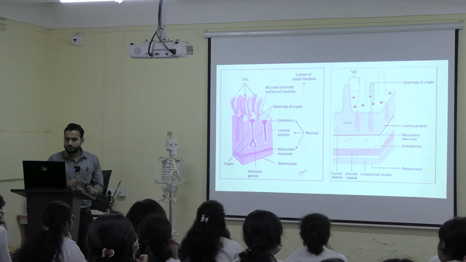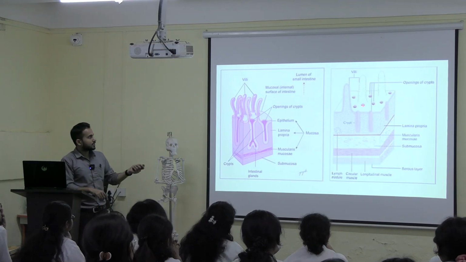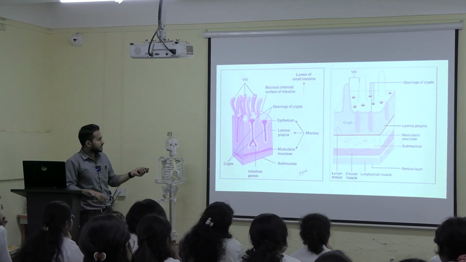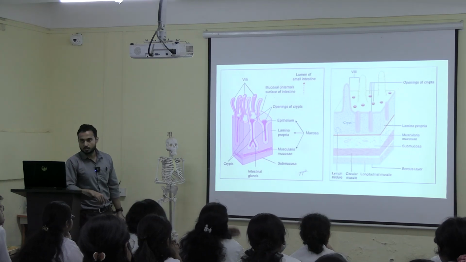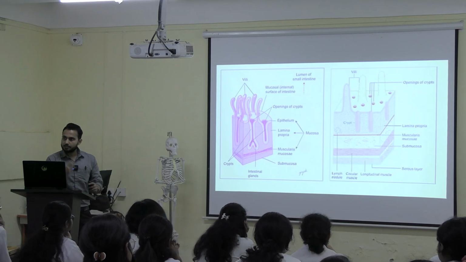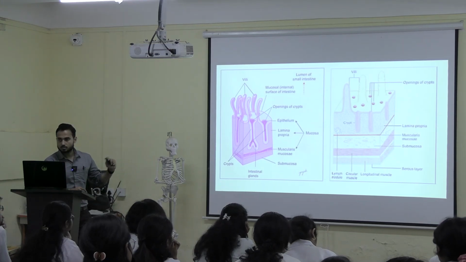If you go deep to the crypts, what can you see? These are the glands which are present. Here also you can see these are the intestinal glands, also called crypts of Lieberkühn. Same like the stomach, whatever secretion takes place will come out like this.